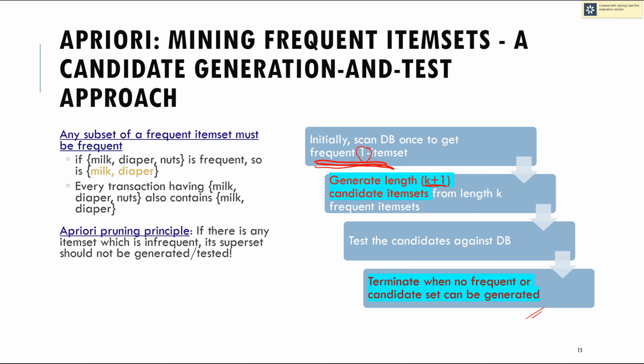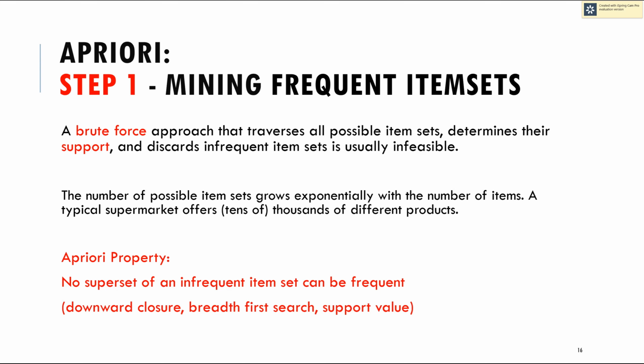So, any subset of a frequent itemset must be frequent. For example, if milk, diapers, nuts is frequent, so is milk and diapers. Every transaction that has milk, diapers, nuts also contains milk and diapers. We also need to apply the Apriori pruning principle, meaning that if any itemset is infrequent, its superset should not be generated or tested. So we will take a look at it later on. Right. So this is the first step.